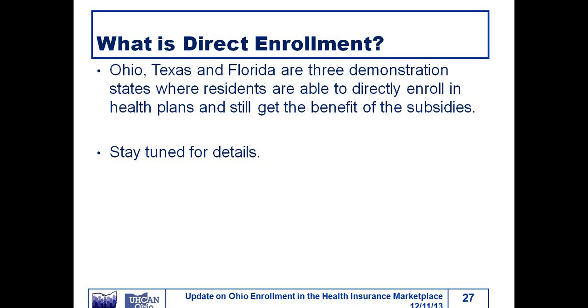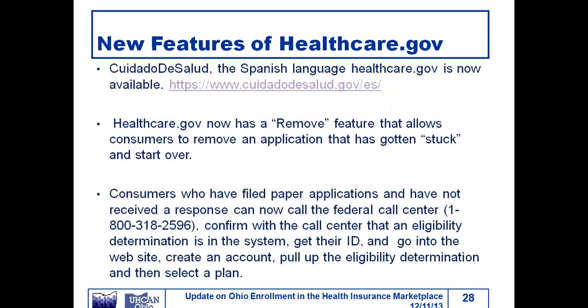The problem with direct enrollment is that you don't do all the comparison shopping. People sometimes think, well, I have Anthem now, so I'll just stay with them. But in the marketplace, it's all different in terms of provider networks, et cetera. So it's really important for consumers to actually view the plans and compare them before making a decision. Next slide.